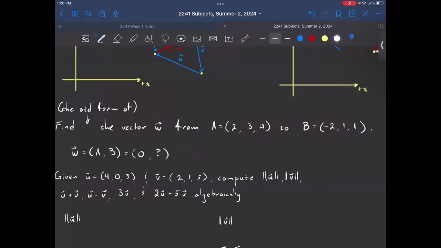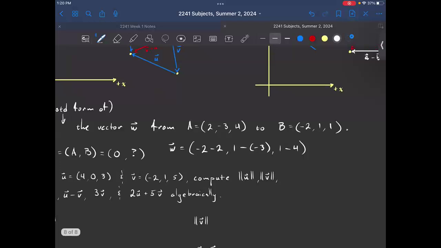So what do we do? Well, w is minus 2. That's our B right there. We want to subtract 2 from that, minus 2. And now we have B's y coordinate is 1, A's y coordinate is minus 3. Remember to be careful with your negatives like that. And then we have for B 1 in the z coordinate minus 4 in the A z coordinate.